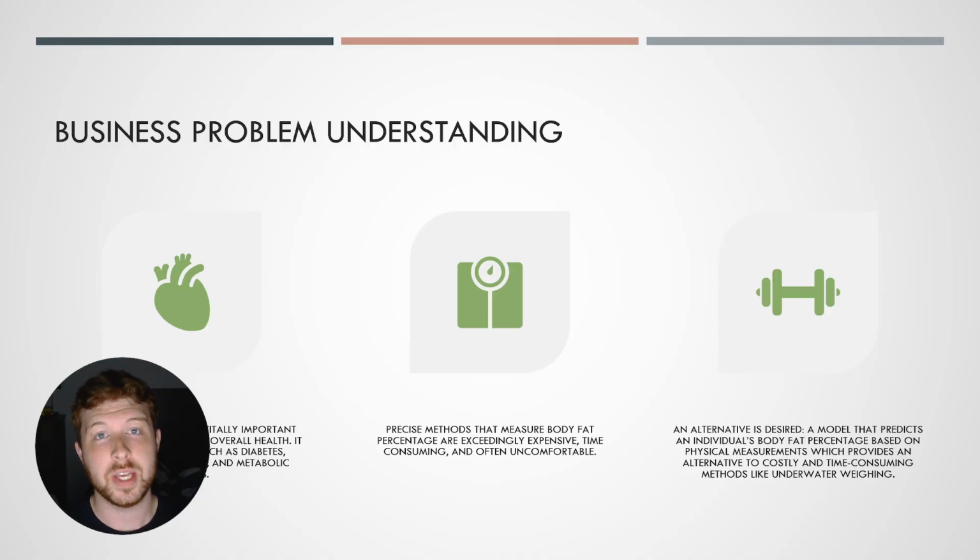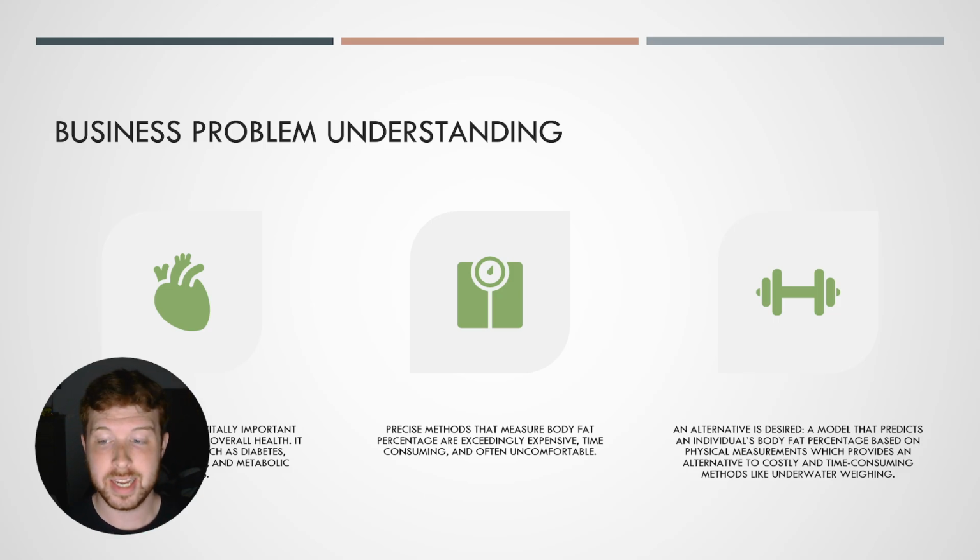The first step to the seven-step business analytics process is the business problem understanding. Now, within this scope, we need to look into why we are trying to predict body fat percentage and why it is important that we do that. Well, body fat percentage is a vitally important health metric that signifies overall health. It correlates with risks such as diabetes, cardiovascular diseases, and metabolic disorders.